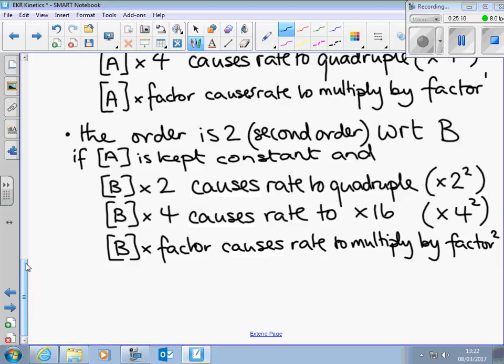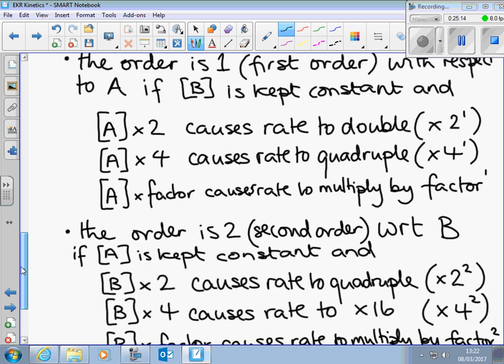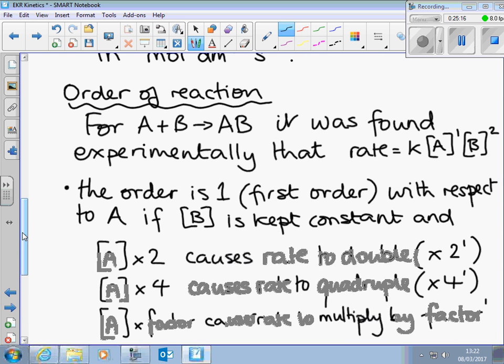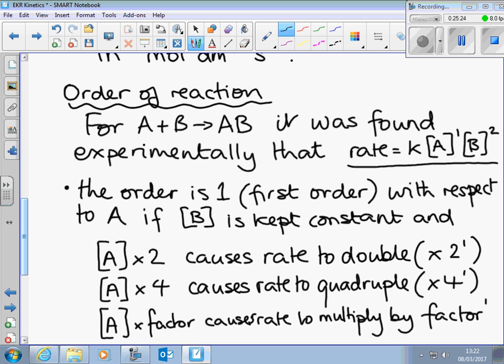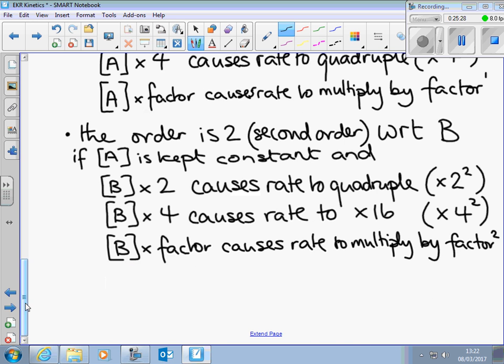What's the overall order for this reaction then? Go back to the rate equation up here. The overall order is the two orders added together. So it's 3. Yeah, 1 plus 2. So the overall order of this reaction is 1 plus 2. It's not often I get the chance to write 1 plus 2 equals 3 on the board in an access class, I must say.